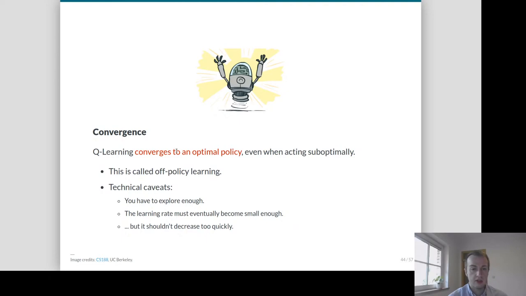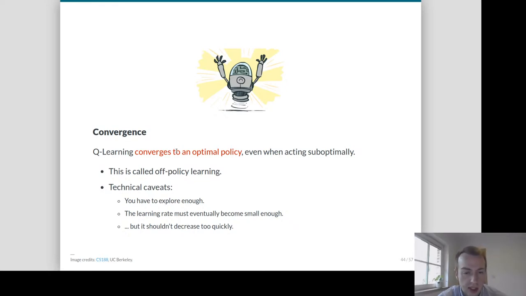And so this is called off-policy learning, because you are actually learning the optimal policy, even though the policy that you are using to explore and act in the environment is not the same policy. In this case, the policy that you actually use in the environment is this mix between exploration and exploitation.